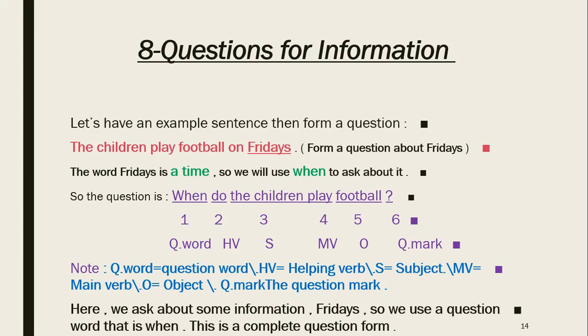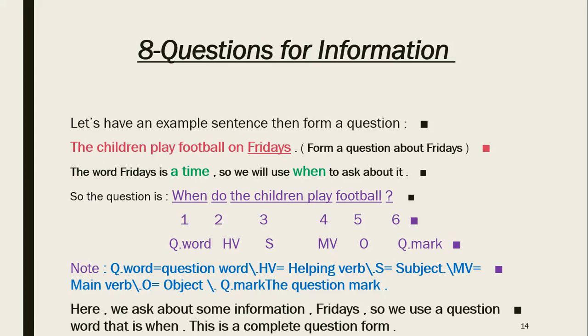So number 1, a question word. Number 2, a helping verb, a suitable helping verb. And then we have the subject of the sentence and the main verb of the sentence, and then any complement or an object of the sentence, and finally we have the question mark. This is a complete form of a sentence, whether in the present or in any other tense. So this is a complete form of a question in English.